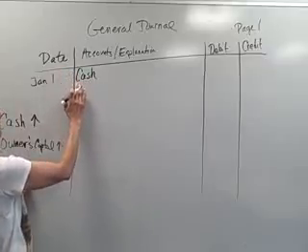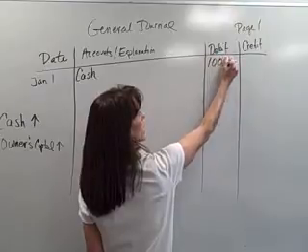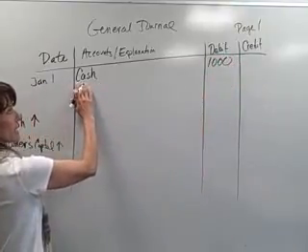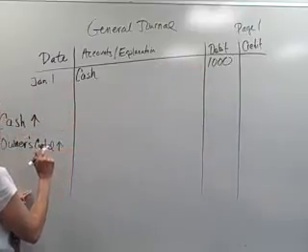We're going to put it flush against the date line. We're going to indent and put the amount. Let's say it was $1,000. So we're listing cash first because it's the debited account. We're going to go ahead and put the debit amount in the debit column.